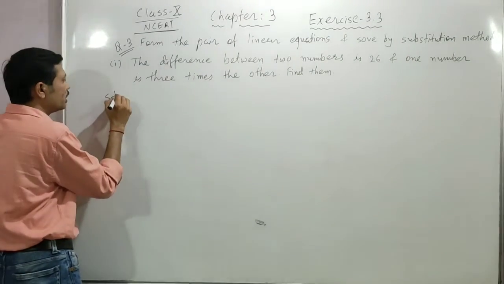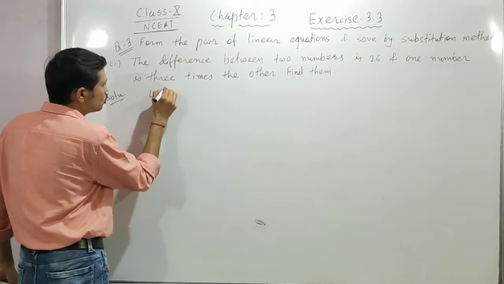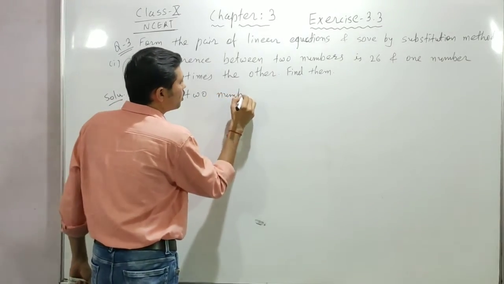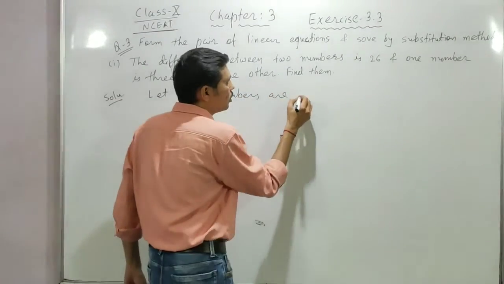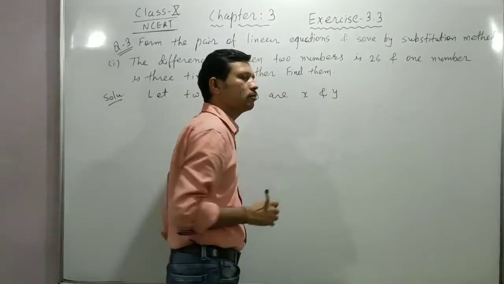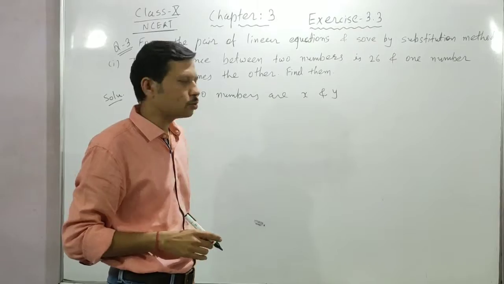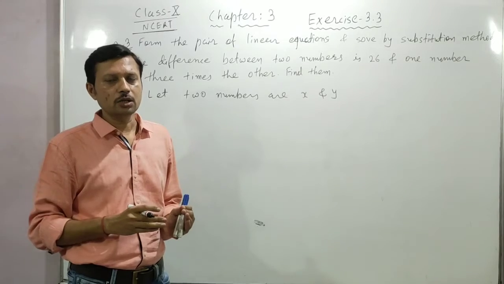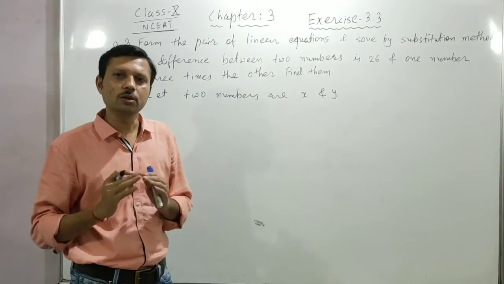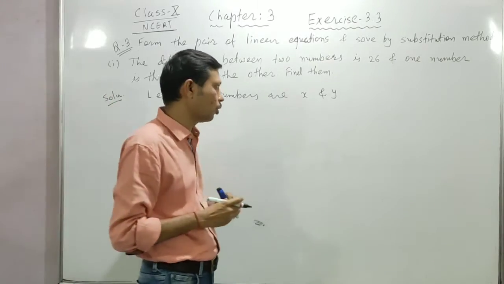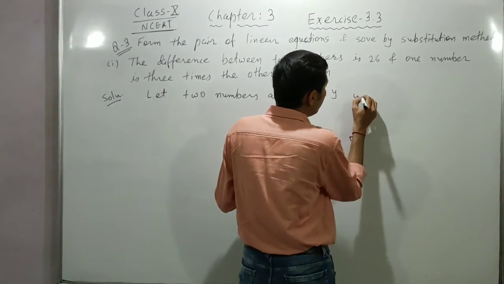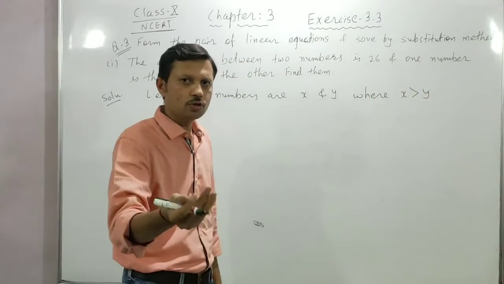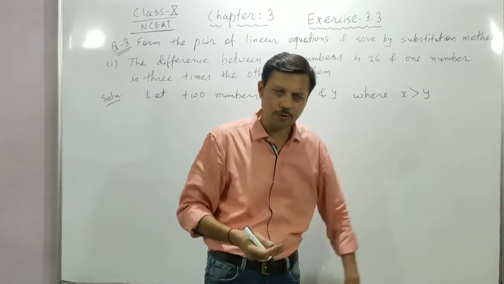First of all, we have to assume the two numbers. So let the two numbers be x and y. These are the two numbers that we assumed, x and y. But one point is that here one number is greater and another number is smaller, so both numbers are different. We have to specify here that x is greater than y. X is greater and y is smaller. So when we make the equation, this part will be useful to us.